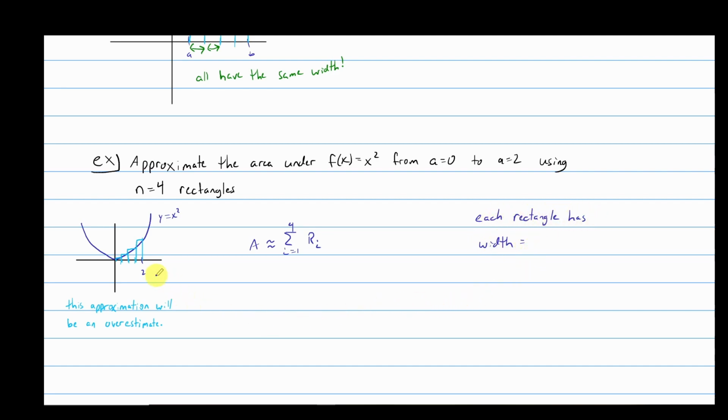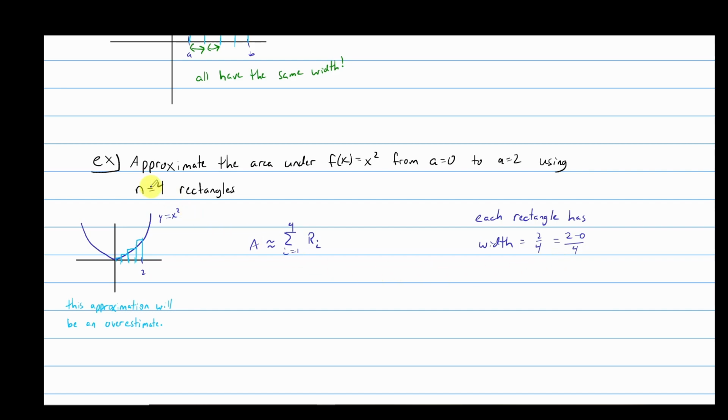Each rectangle has width, they're all the same. If I'm going from 0 to 2, then I have this distance of 2 that I'm breaking up into 4 pieces. So it's going to be 2 over 4. The way that I got this is I'm looking at the interval that we're taking the area under, in this case from 0 to 2. By subtracting, I can find out how far that is. So you can think of this as 2 minus 0, divided by how many rectangles I'm breaking it up into.